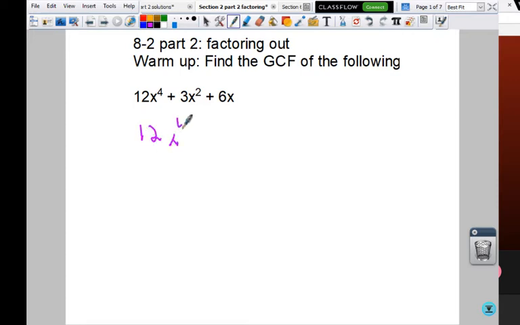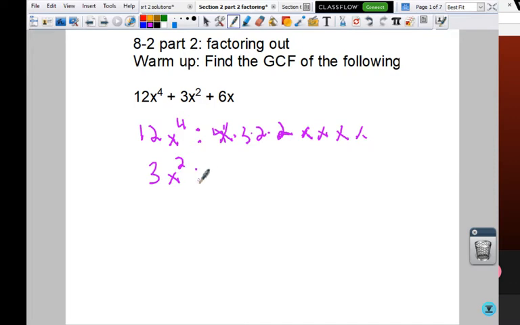So I'm going to take 12x to the 4. How can I split up 12 to be something times something? 4 and 3. 4 times 3 is 12. But 4 is really 2 times 2. We want to split it up as much as possible. And then how many x's do we have? 4 of them. So 1, 2, 3, 4. And then that's it.